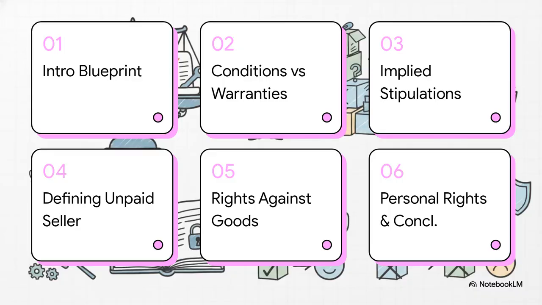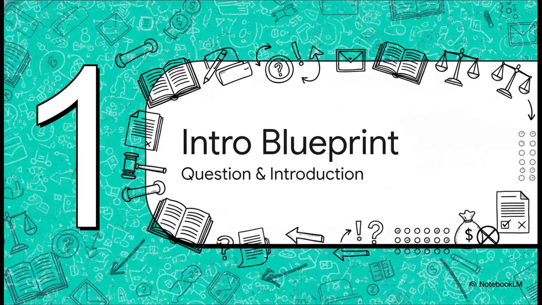Let's begin. 1. Question and introduction blueprint. 2. Conditions versus warranties. 3. Implied stipulations and exceptions. 4. Defining the unpaid seller. 5. Rights against the goods. And 6. Personal rights and conclusion.